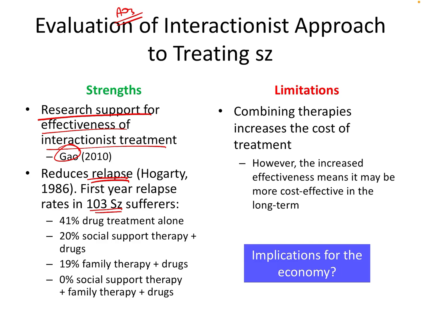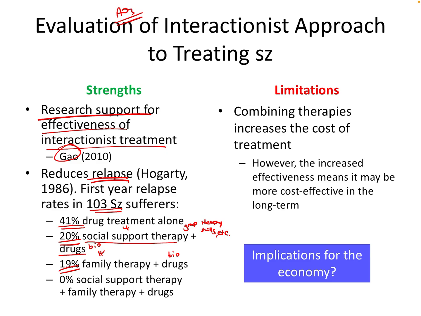So in those that were receiving just drug treatment, the risk of relapse in the first year is 41%. For those that are receiving antipsychotic treatments and social support therapy, so this could be sort of group therapy, this could be skill acquisition, etc. The risk of relapse was 20% when receiving some sort of psychotherapy and biotherapy. When receiving family therapy and drugs, another combination of psychotherapy and biological therapies, the risk of relapse was 19%.